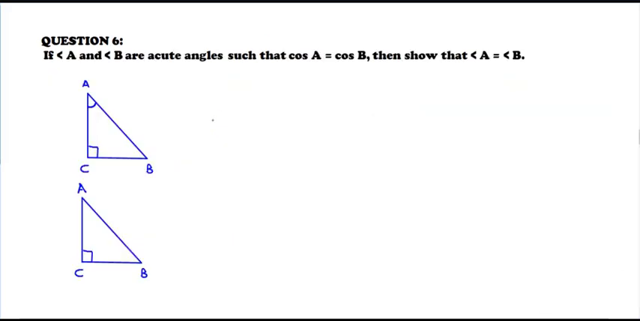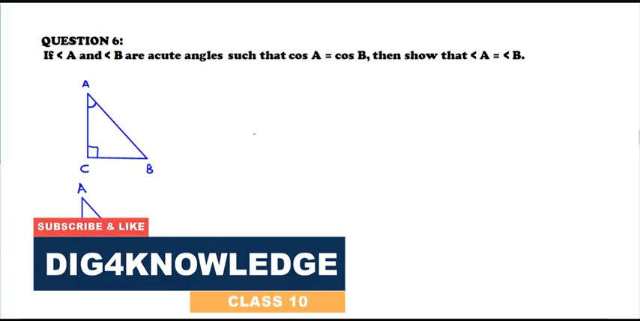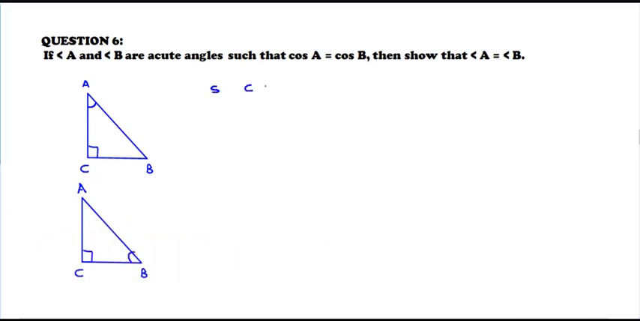Question 6. If angle A and angle B are acute angles, such that cos A is equal to cos B, then show that angle A is equal to angle B. So let us take triangles ABC, one with angle A and another with angle B, both right angled at C. And we know the values of sin theta, cos theta and tangent theta. Sin theta is perpendicular upon hypotenuse, cos theta is base upon hypotenuse and tangent theta is perpendicular upon base.